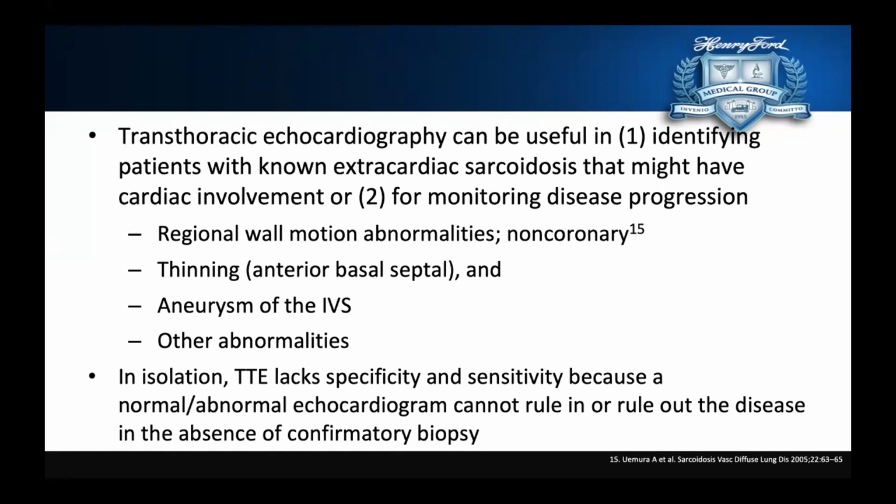Aneurysm of the interventricular septum. You can also see other abnormalities such as decreased left or right ventricular systolic, diastolic function, valvular abnormalities, pericardial effusion, and these are present in a wide range, 14 to 46% of patients with cardiac sarcoid. And again, in isolation, echo lacks specificity and sensitivity because an abnormal or a normal echo cannot rule in or out the disease in the absence of a confirmatory biopsy.